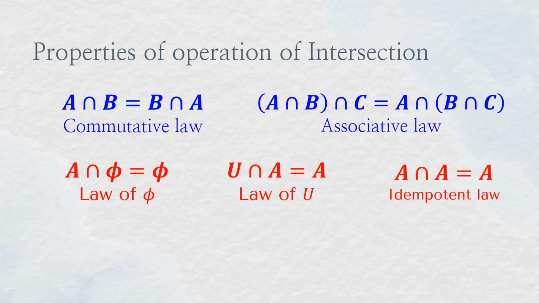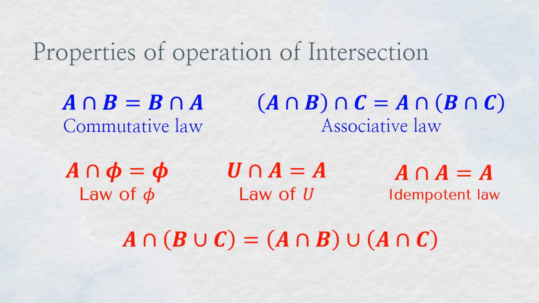Now if we take intersection of a set A with the union of sets B and C, this is equivalent to taking intersection of set A individually with B and C and then taking the union of the results. That means the intersection distributes over the union. This is called distributive law.